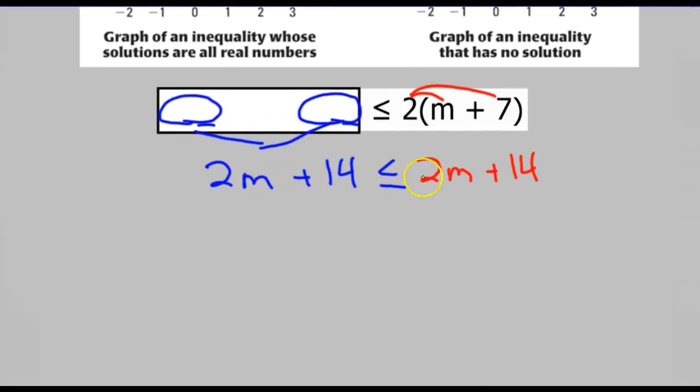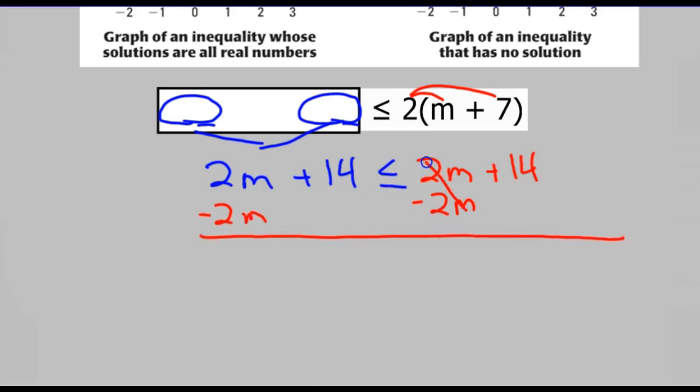So if I do this problem, we have to move the m's over to one side. 2m minus 2m gives me 0, so I have 14 is less than or equal to 14. Now is this true? 14 is less than or equal to 14. Well, 14 is not less than 14, but 14 is equal to 14. That means our solution is all real numbers.